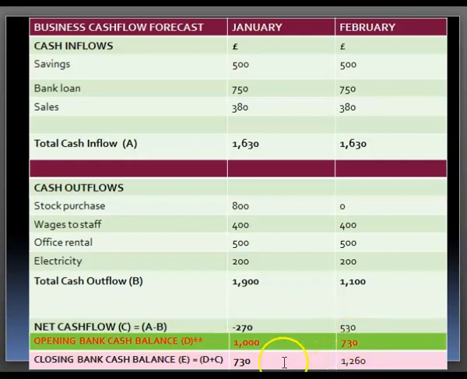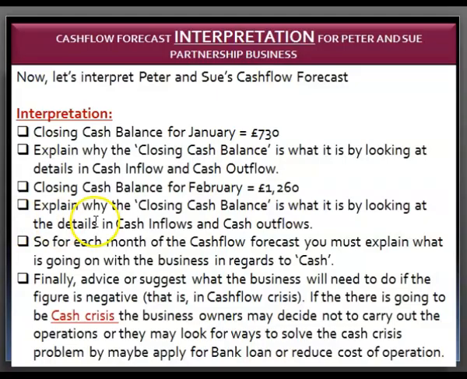And at the same time, they have the opening balance of 730, which is from the closing balance from January, so which is brought down up here. So when they add the two together, it comes to 1,260. Okay, so we're getting there. All right, so for each month of the cash flow forecast, you must explain what is going on with the business in regards to cash, and that is just how you need to explain it. You don't have to explain it more than that.